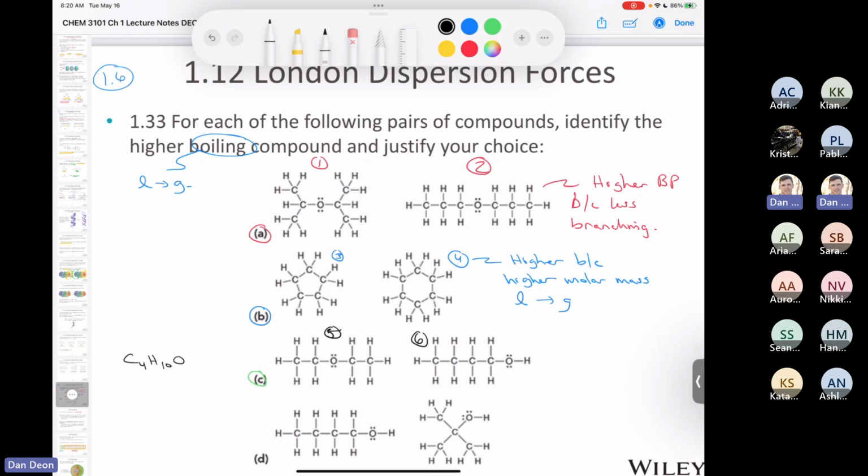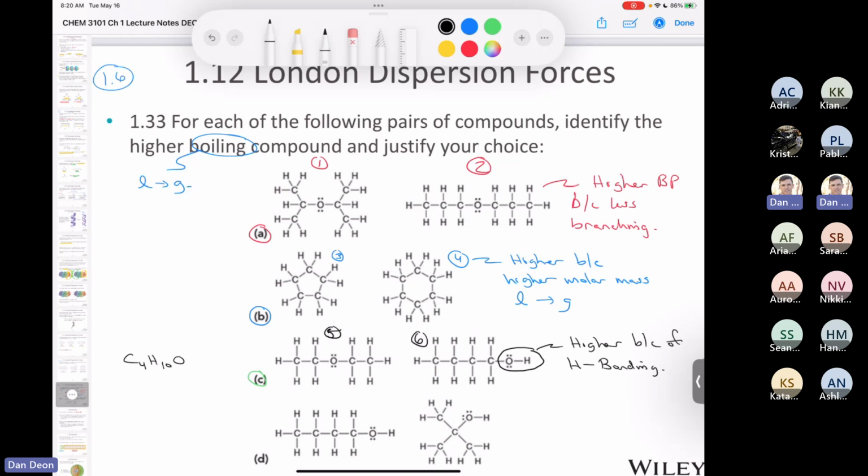Could anybody tell me why? Yeah, I see that somebody. Thanks, Sean. Yeah, the answer is because of hydrogen bonding, right? The reason why this compound is going to have the higher boiling point, we'll put higher because of hydrogen bonding, right? Because we have a bond between oxygen and hydrogen.